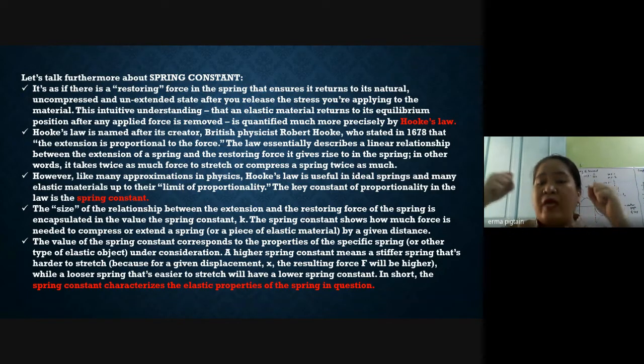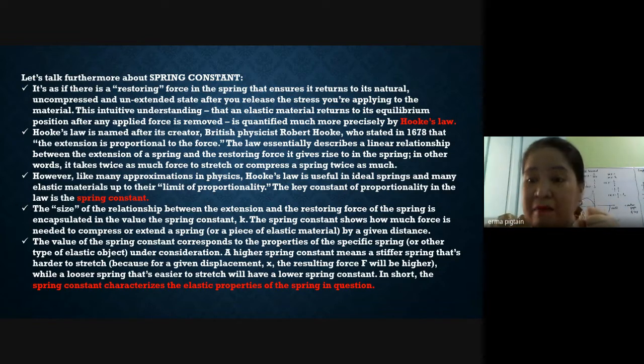Kaya nga, kung elastic material ang pinag-uusapan natin, pag nag-go beyond the elastic limit ka na, ibig sabihin too much yung force na in-apply. And dahil too much yung force na in-apply, hindi na na-hold nung elastic material yung force na yon. Kaya nagkaroon na siya ng total deformation.